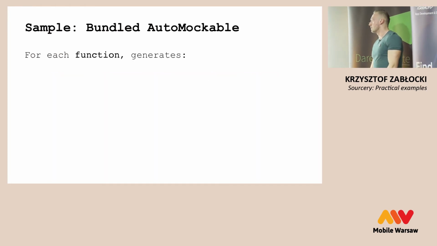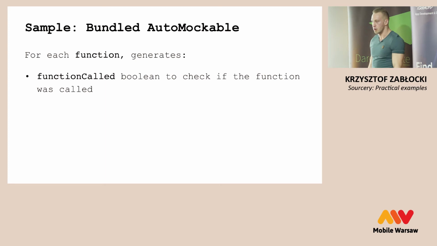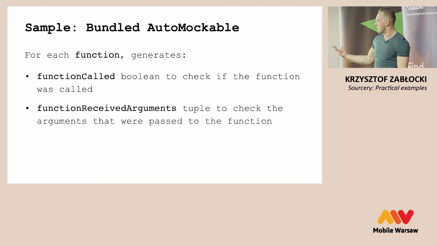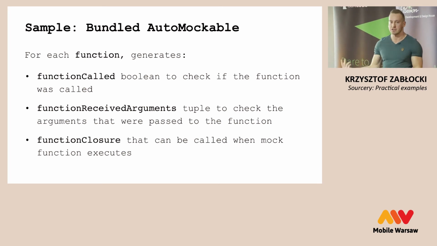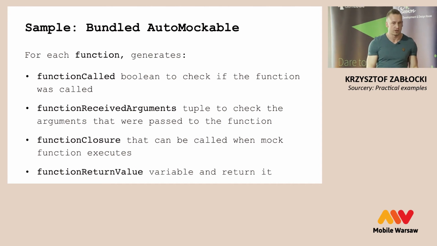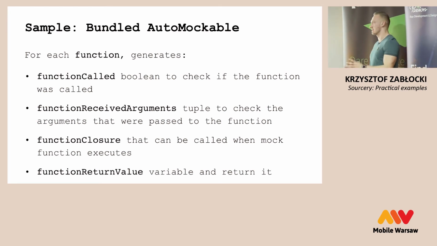Our bundled AutoMockable, for each function, generates a variable called "function called". So if a function is called loadConfiguration, there will be a variable called loadConfigurationCalled, which is a boolean that allows you to check whether the function was actually called in your mock. It will also contain all the received arguments that were passed into the function. It will also contain a closure that you can inject that will get called when the function gets called, so you can do side effects. It also allows you to return a custom value from functions that have that definition. It also tracks all the invocations, so you can see each call. There's a lot of things we track.